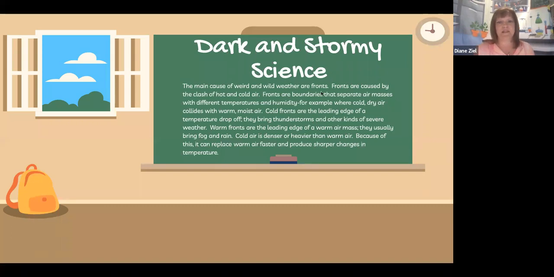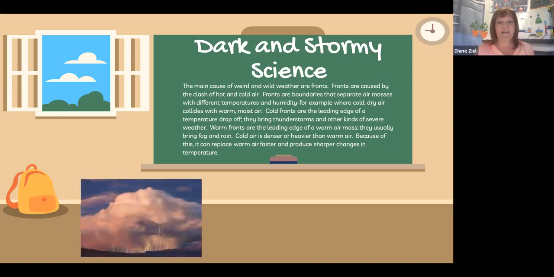Dark and stormy science. The main cause of weird and wild weather are fronts. Fronts are caused by a clash of hot and cold air. Fronts are boundaries that separate air masses with different temperatures and humidity. For example, where cold, dry air collides with warm, moist air. Cold fronts are the leading edge of a temperature drop-off. They bring thunderstorms and other kinds of severe weather.